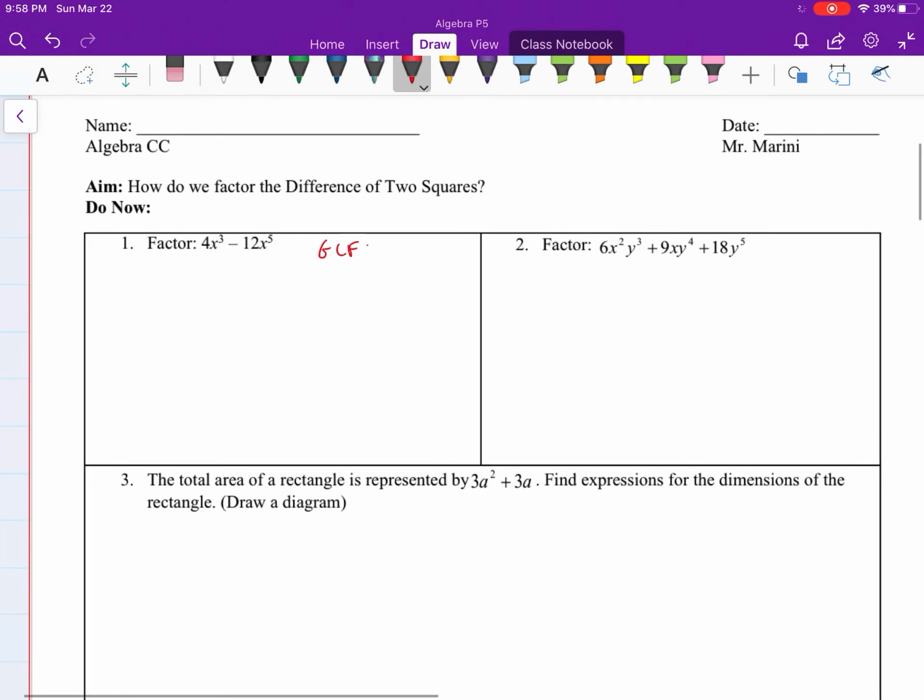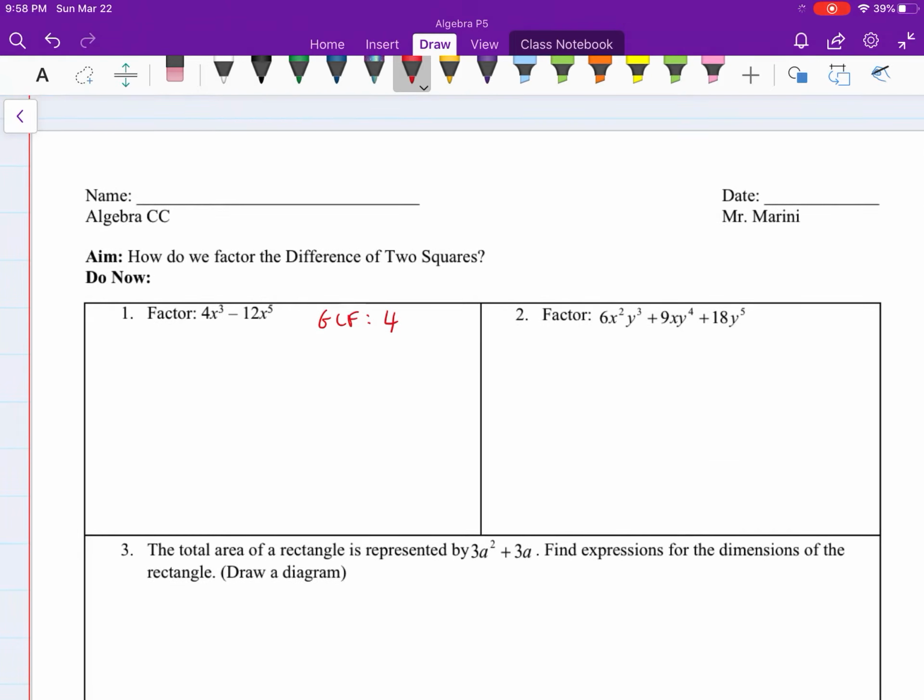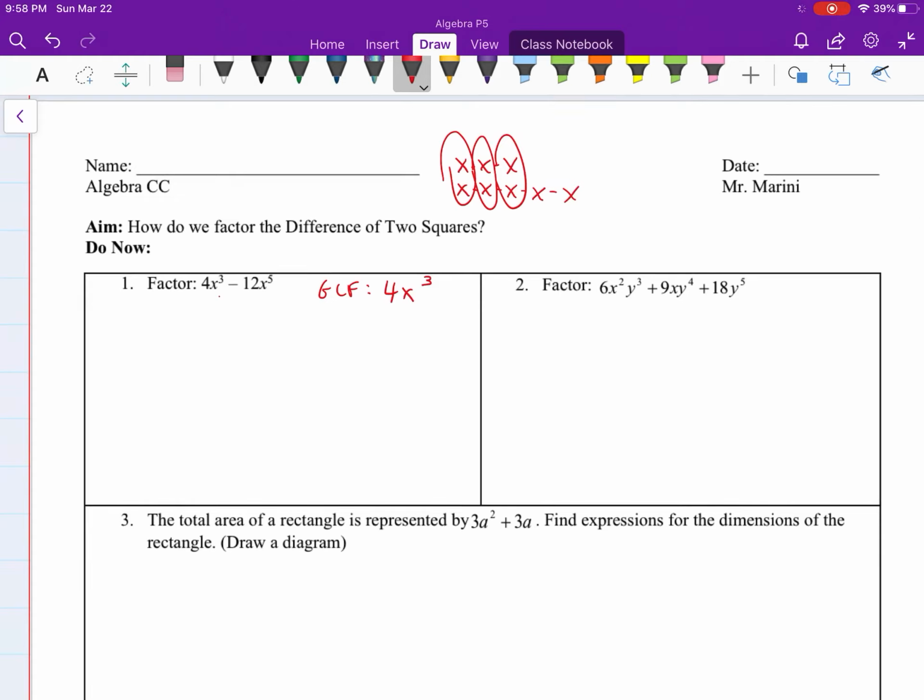What would be the GCF, or the greatest common factor, of those two terms? Well, I see 4 and 12 both have a 4 in common. And x to the third and x to the fifth, what do they have in common? Again, if that's still something that you're having a hard time figuring out in your head, x to the third is x times x times x, and x to the fifth. So how many x's do we have in common? There's 1, there's 2, there's 3. So 4x to the third is what the GCF is.